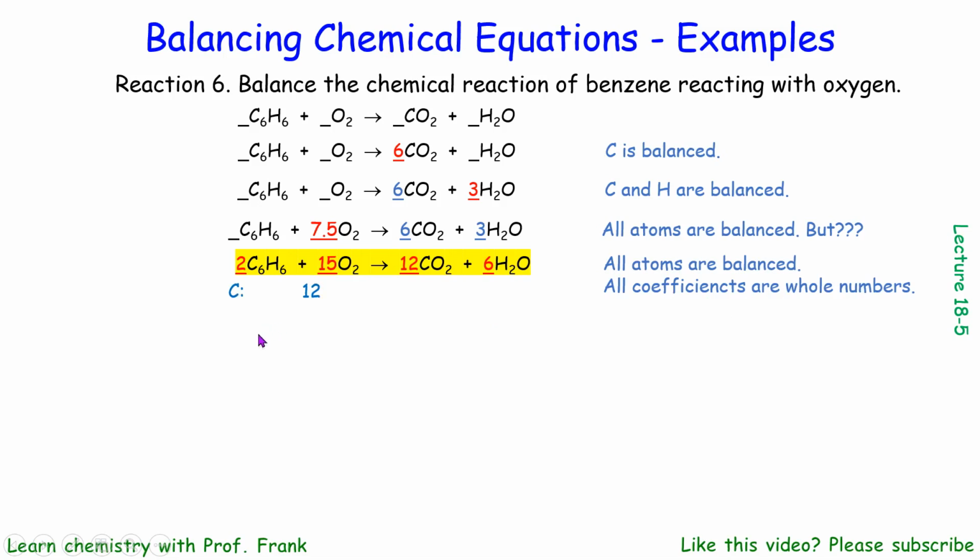If you want to double check, the number of carbon atoms before the reaction, 12. After the reaction, 12. Hydrogen before the reaction, 12. After the reaction, 12. Number of oxygen atoms before the reaction, 30. After the reaction, 30 atoms.